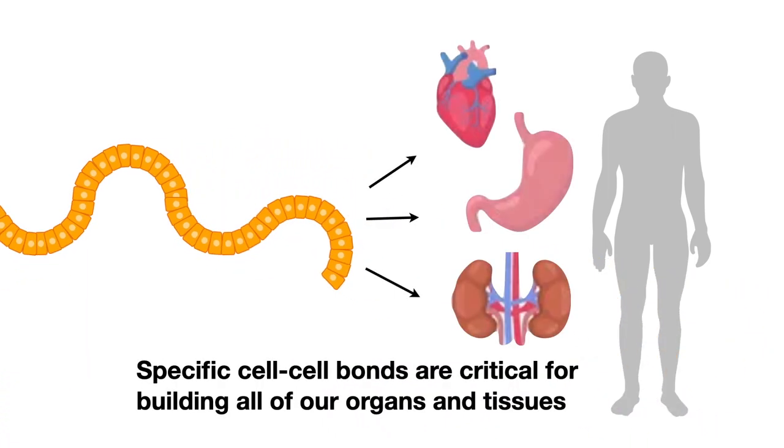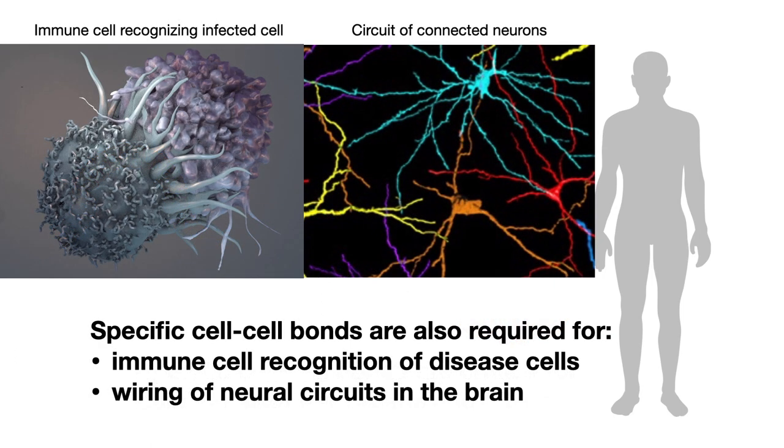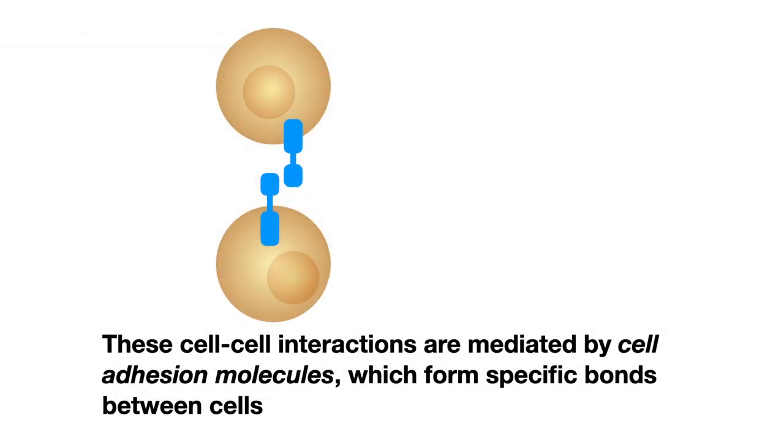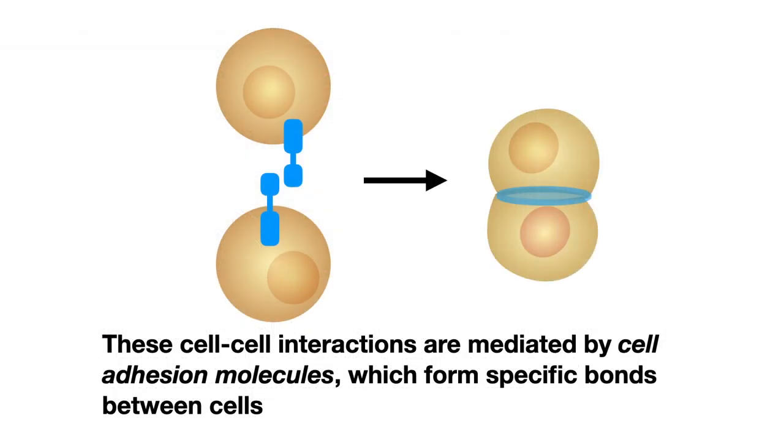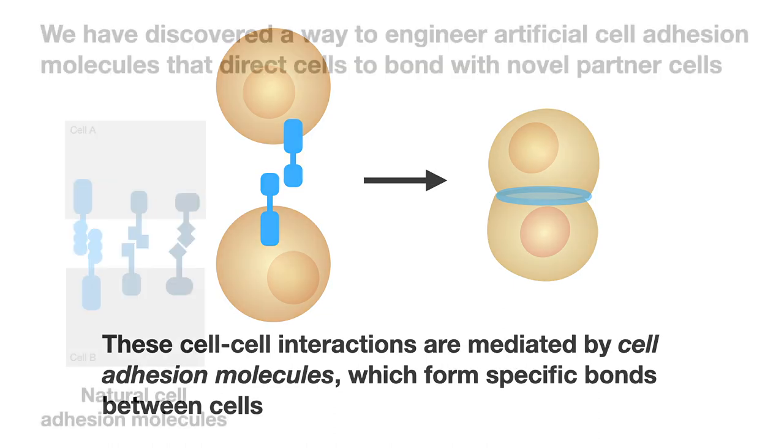Specific cell-cell bonds are critical for building all of our organs and tissues. Such interactions are also critical for immune cell recognition of disease cells, as well as for wiring the neural circuits in our brain. These cell-cell interactions are mediated by cell adhesion molecules, which form specific bonds between cells.